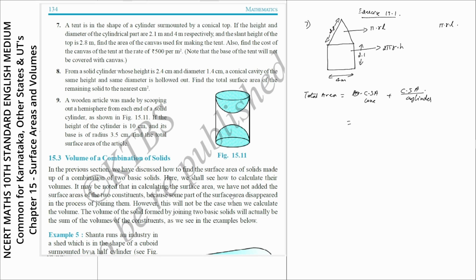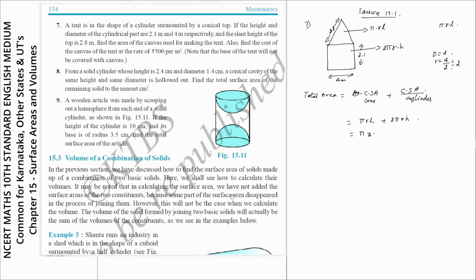Okay, so curved surface area of cone is given by pi r L, and curved surface area of cylinder is given by 2 pi r h. Now substitute all the values. Pi r, what is the radius? Radius of the cone is also equal to the radius of the cylinder. So diameter of the cone is 4. Therefore radius will be half of that, that is 4 by 2. So r is 2.